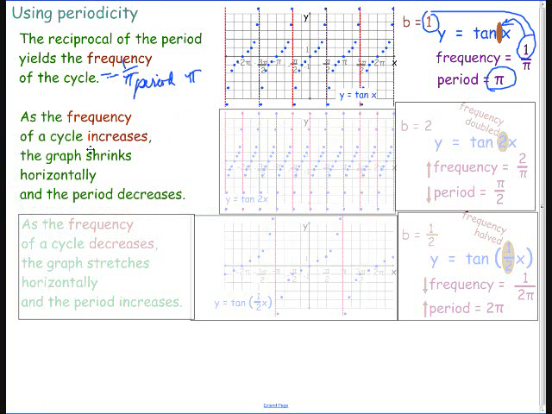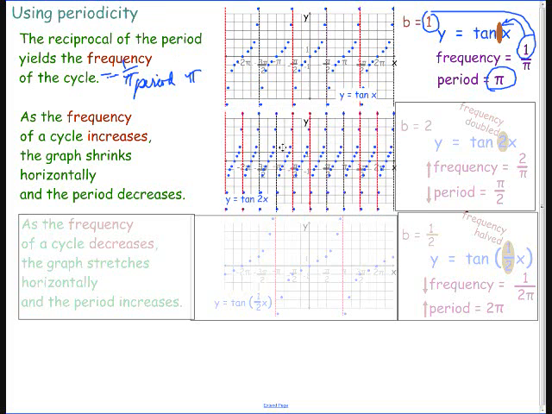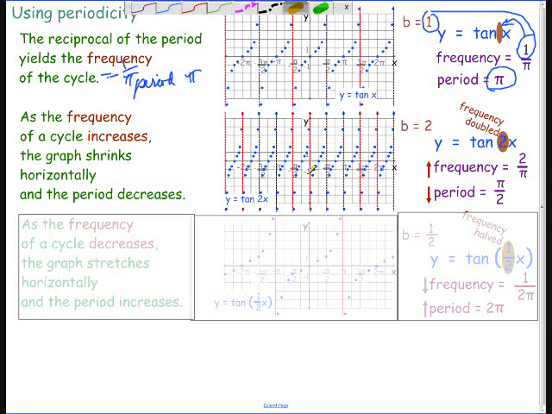As the frequency of a cycle increases, we start seeing it cycling in a smaller period. The graph shrinks horizontally and the period gets shorter. So we'll give an example of that. If I have y equals tan 2 times the angle measure, we've doubled our frequency, haven't we? And you'll see that. Let me get a highlighter.